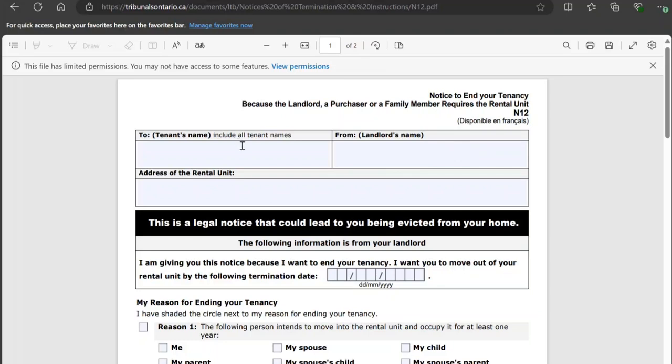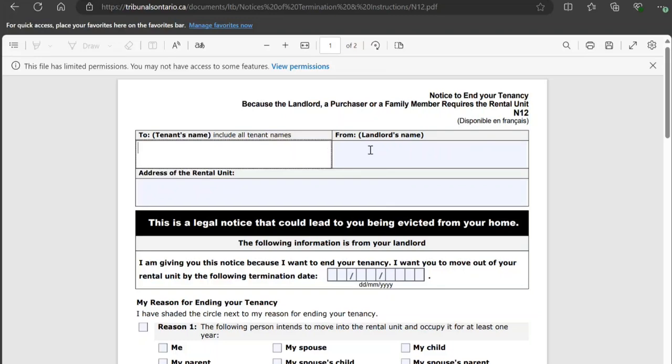So, tenant name: include all the tenants. This is the place I've seen many people make mistakes, because generally, for example, a couple lives there, and one of them is very active dealing with you. So you may think, if I give notice just to this person, it's going to be sufficient. No, read the lease that you have signed. Who are the tenants? Put their names. It should include all the tenants' names.